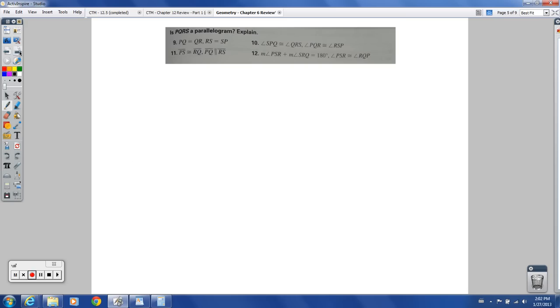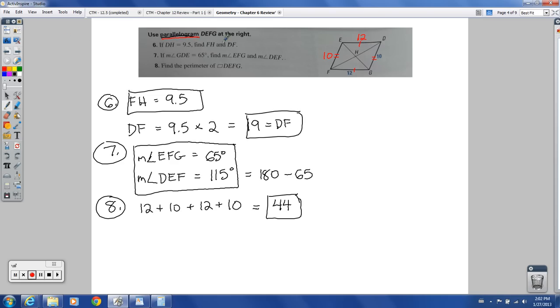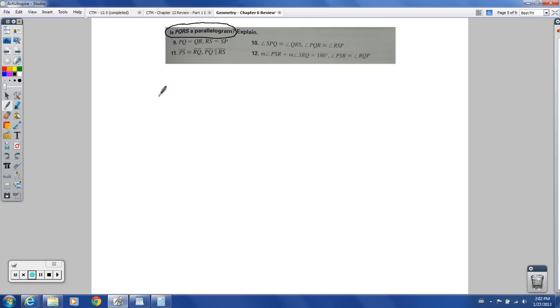Let's move on to 9, 10, 11, 12. Is it a parallelogram? And so this is kind of the reverse of what we just did over here. Here we knew it was a parallelogram and could say some properties about it. And over here we're going to say that certain properties are true. Does that mean it's a parallelogram? So let's draw a shape here. I'm going to draw one that's a nice looking parallelogram with the letters already labeled.